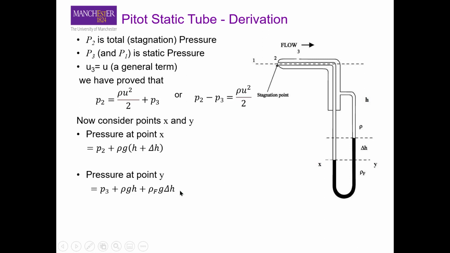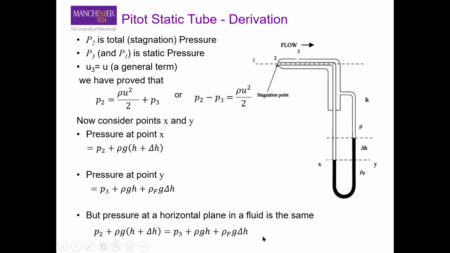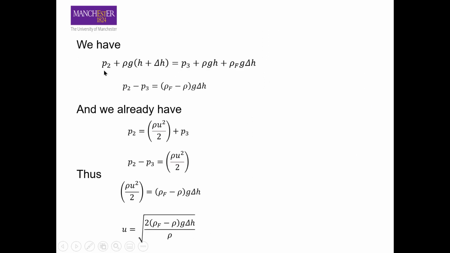So exactly the same. If we know from the isotropy of pressure that these two pressures should be equal, we can compare them: the pressure at point X should be equal to the pressure at point Y because they are at the same planar height. We can write it in the form of differential pressure, that is P2 minus P3 is equal to the difference of densities times gravity times delta h, that is the height difference between the two fluids.